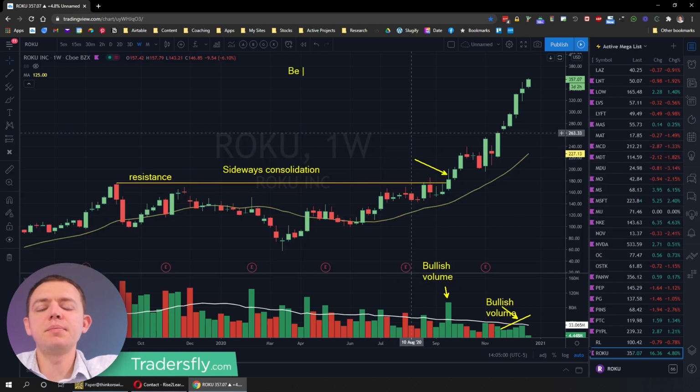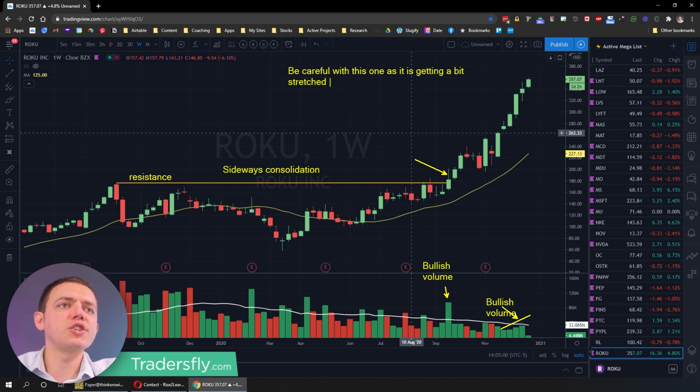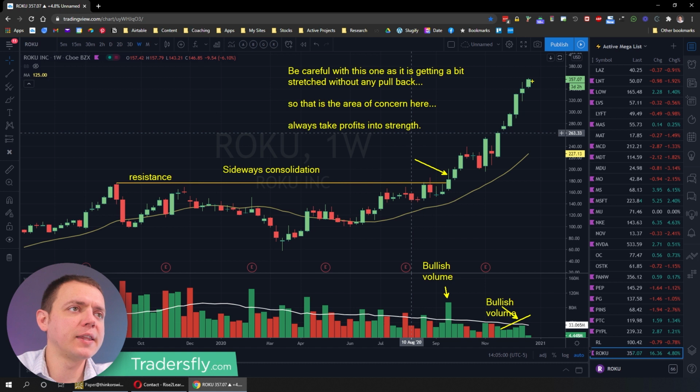Be careful with this one, as it is getting a bit stretched without any pullback. So that is the area of concern here. Always take profits into strength, so make sure you do that. If you don't, this could pull back quite heavily. Who knows? Maybe halfway, maybe go back to 180 and retest, but watch out for these stocks that continue to fly high without any pullbacks. I'm not saying it's going to pull back nasty and have a big problem, but the further they stretch up, the more likely they'll pull back stronger.